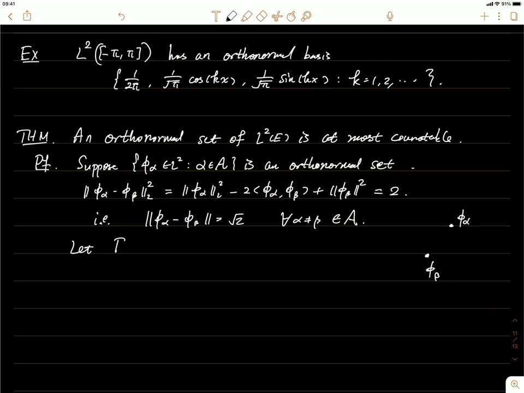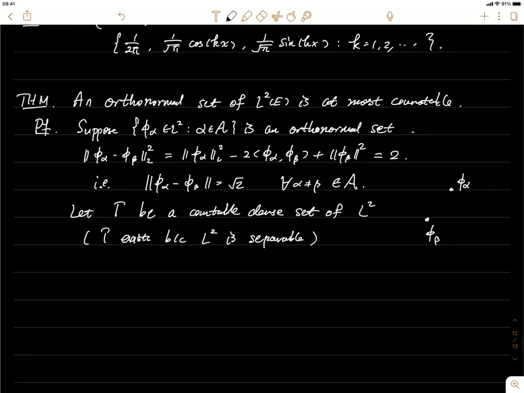And with this, we can see that suppose this gamma denotes the countable dense set of L2. And we know such a gamma exists because the L2 space is separable. Right? So we know that this exists. And the property of a dense set is that for any function in L2, and for any positive number epsilon you set, you can find some function in this gamma such that the distance of this function to the original function you just specified at the beginning is less than epsilon. Right? That's how we say this is a dense set.